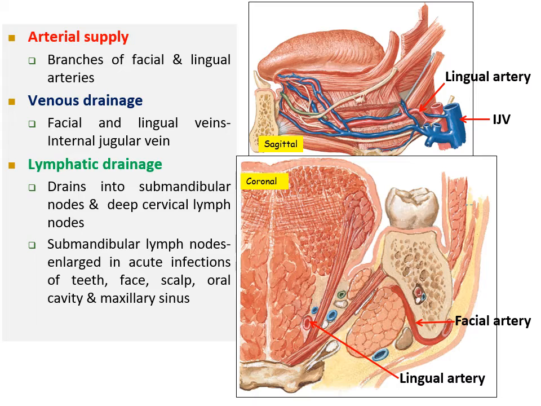The arterial supply for the gland comes from two arteries which are closely related to the gland. They are the lingual artery and facial artery. You can see lingual artery here and you can see the facial artery here. This is the coronal section and this is the sagittal section, as you know. And the venous drainage is to the corresponding veins and finally drains into internal jugular vein.